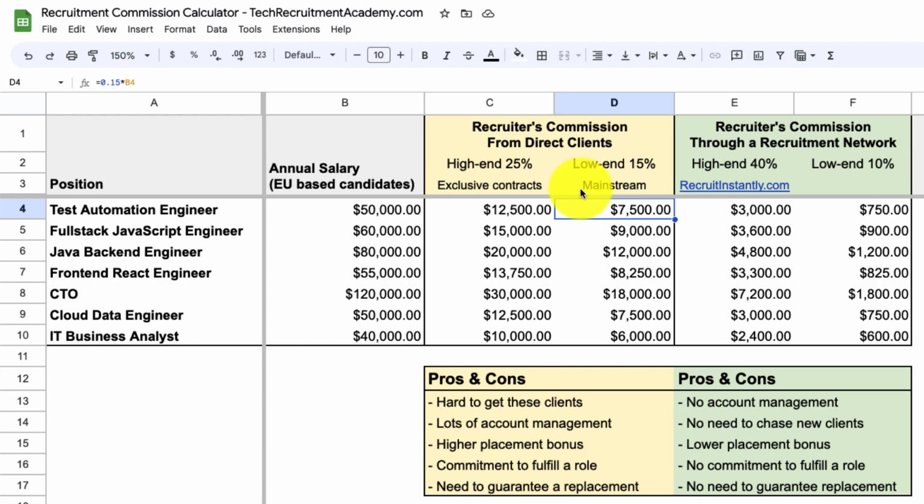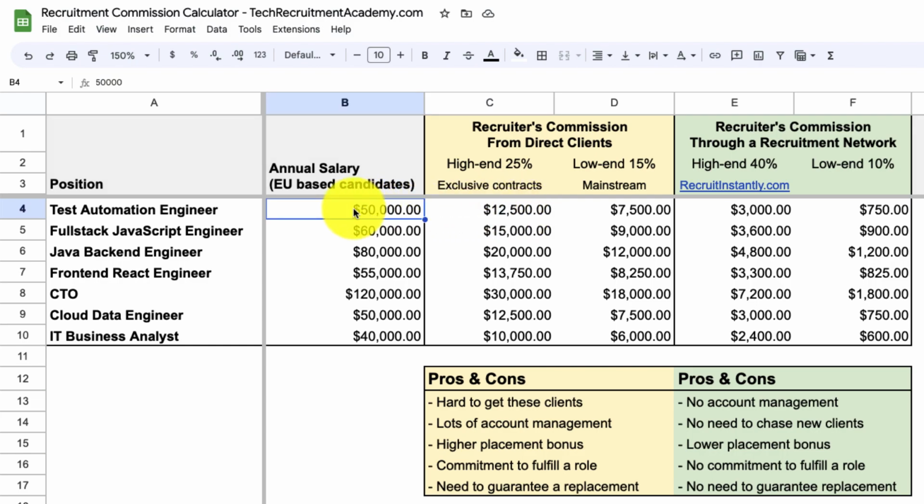Okay, so that's quite a lot of money, right? Imagine you place two of these per month. That's plenty of money, right? If you have the client to work for directly. But even better, if you manage to negotiate 25% of the annual salary of the candidate, then you can bill $12,500 for the hired candidate. That's really cool, isn't it? Okay, so you will be somewhere between 7,500 and 12,500.